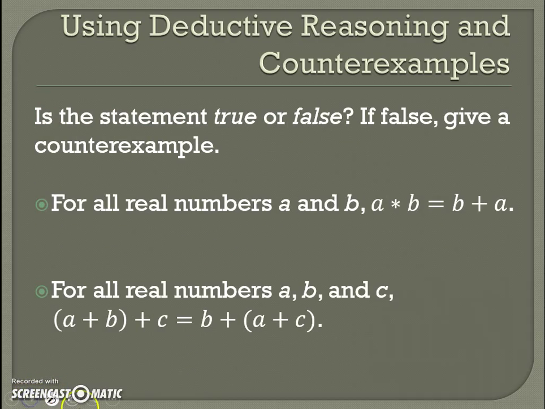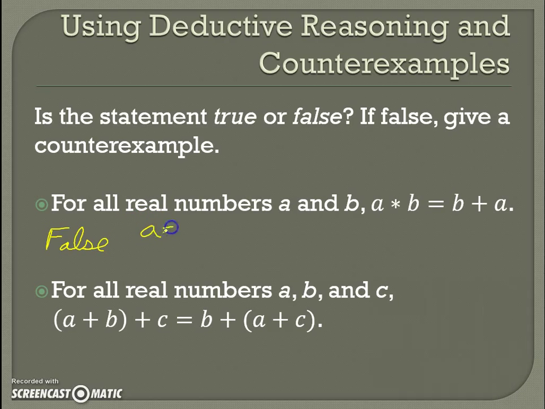So here's how we might use this. It says if the statement is true, is the statement true or false? If it's false, give a counterexample. So right here it says for all real numbers, a and b, a times b equals b plus a. Now hopefully you realize that that is a false statement, but in order to prove that it's a false statement, you would need to assign some values to this.